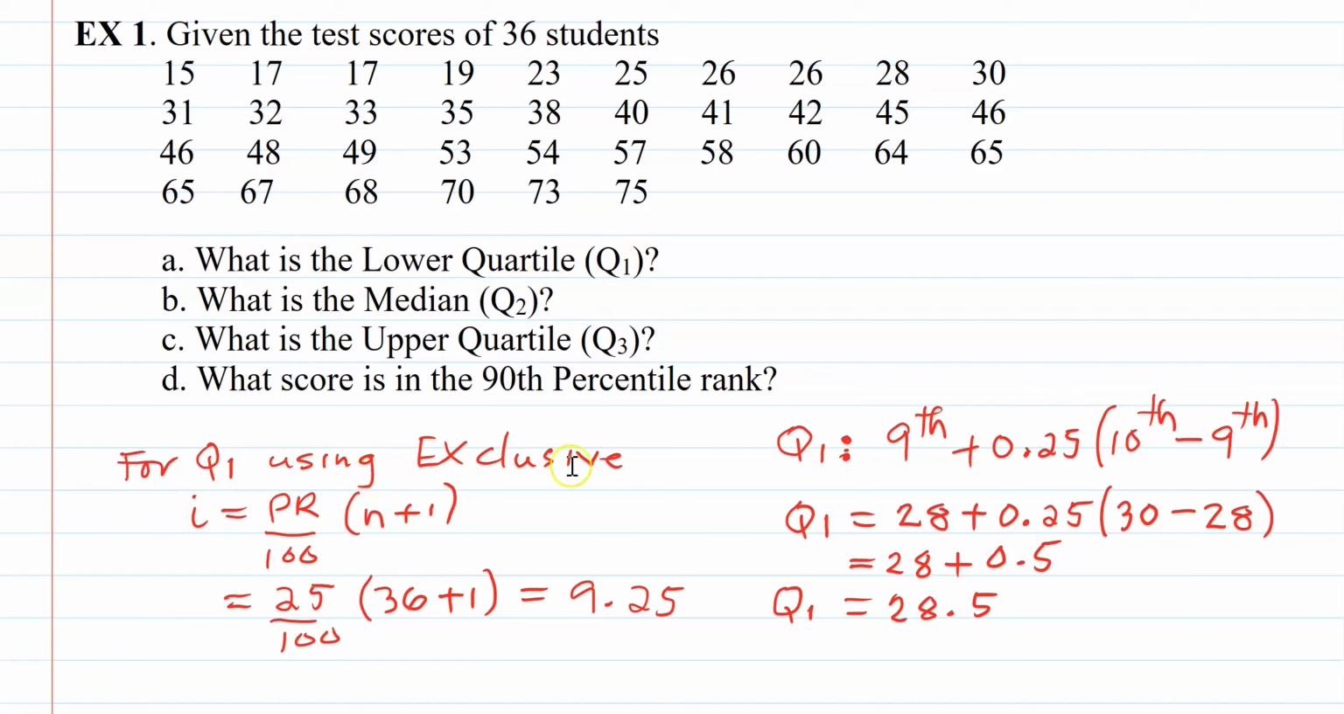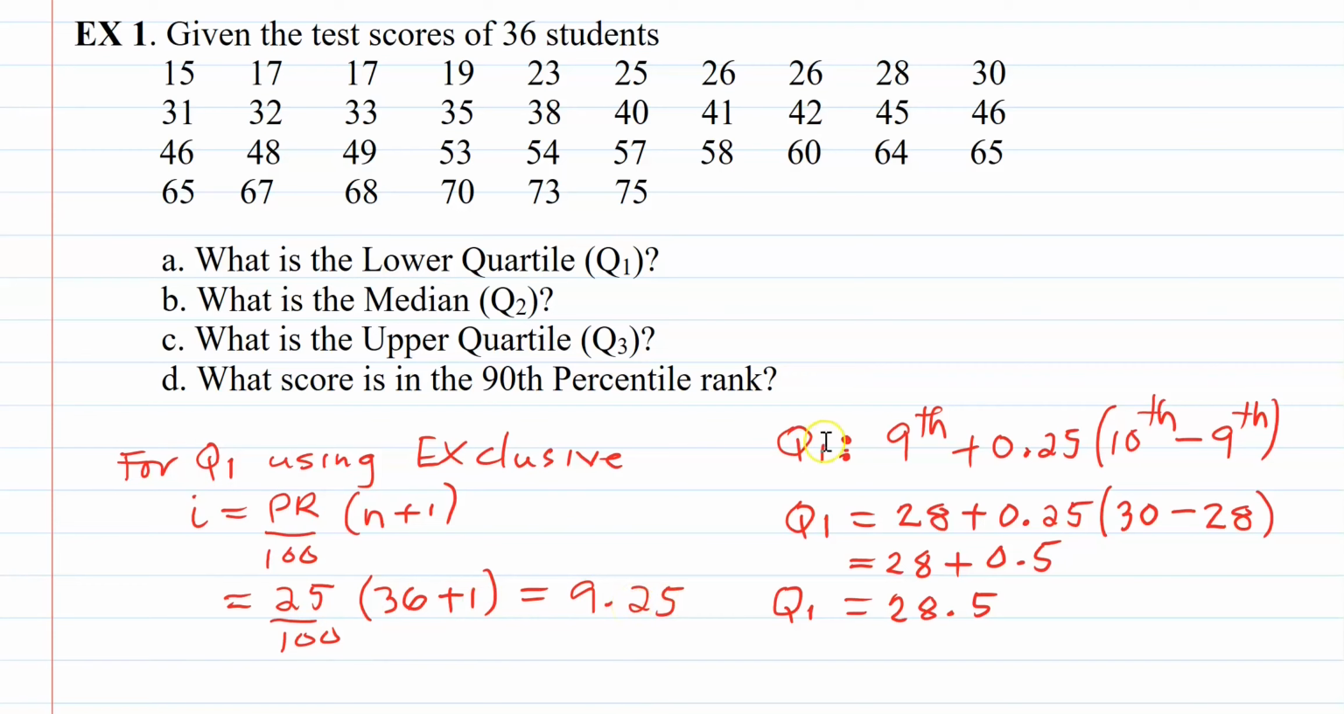So using the exclusive method, we can calculate the position number for Q1, and that will be I equals PR over 100 times n plus 1. Now remember that for Q1, the lower quartile, the percentile rank is 25. So we have I equals 25 over 100 times our n, which is 36, plus 1, and this will give us 9.25. So the position number for Q1 is 9.25.